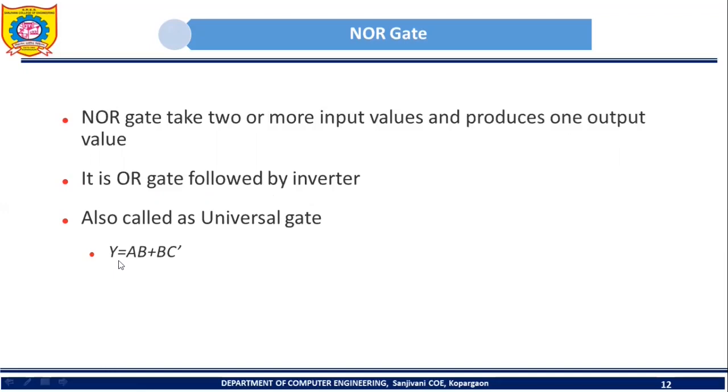So consider this Boolean function Y is equal to AB plus BC bar, that is BC prime. In order to implement this Boolean function, we will require AND gates. How many AND gates? Two AND gates. We will require an OR gate and one NOT gate. But if we use NOR gate, then it is not necessary to use any other gate in order to implement this Boolean expression. By using only NOR gate, it is possible to implement this whole function. So that's why NOR gates are called universal gates.